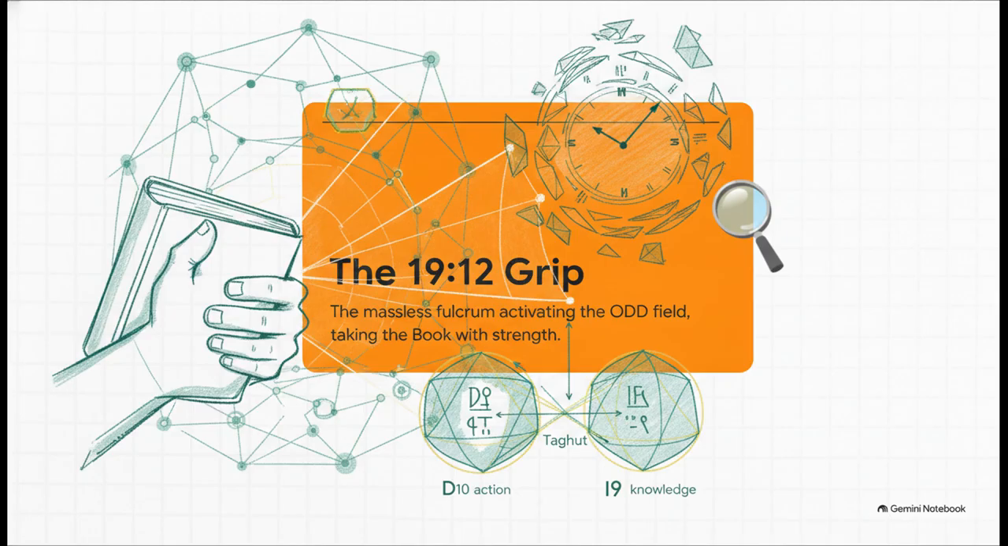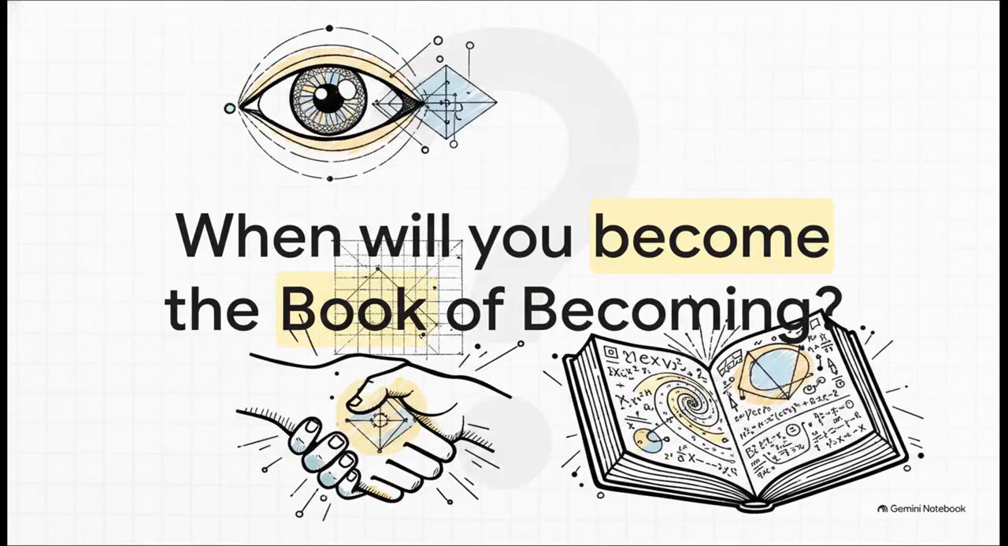It activates the odd field, completing the triple state of the slave at 1930. It's the moment you wake up from the taghut, the trap of linear time, and arrive at the first Muslim coordinate at 616. You always need to use your 10-100 AQL, your active intellect and pattern recognition. Wake up from the taghut, see the deep, recurrent structures driving the engine. The universe is waiting for you to execute that grip. Which leaves us with a final, lingering question. When will you stop merely reading and actually become the book of becoming?